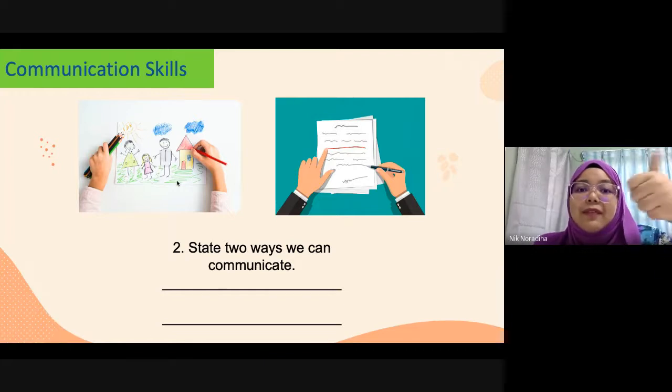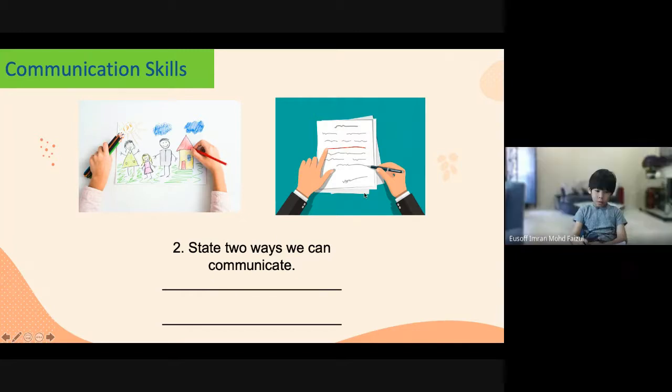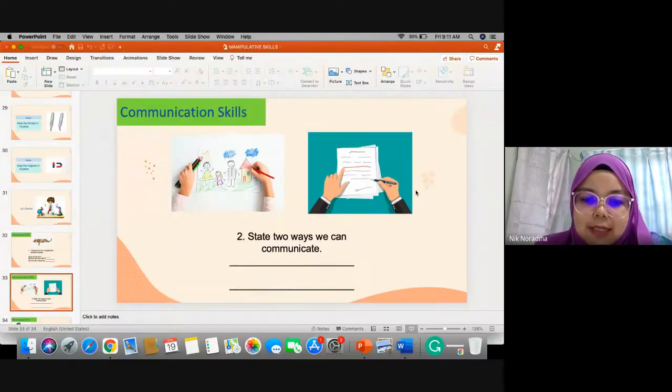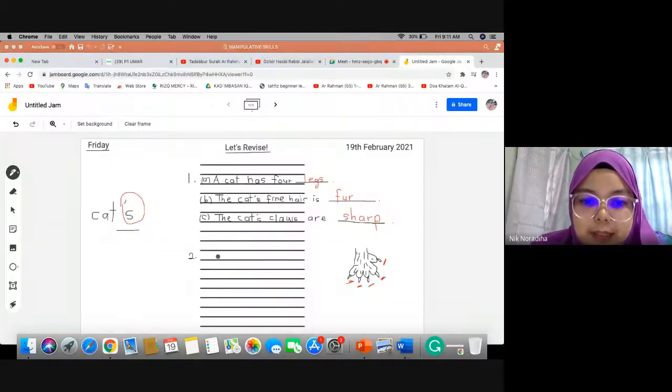And aside from sketching, we have this one. What is the second picture here? Right. Writing. Good job. So, state 2 ways we can communicate. Okay, let's write inside your book. Okay, state.